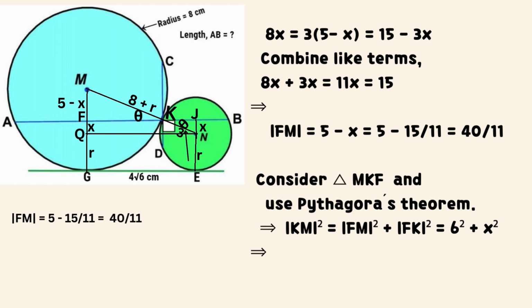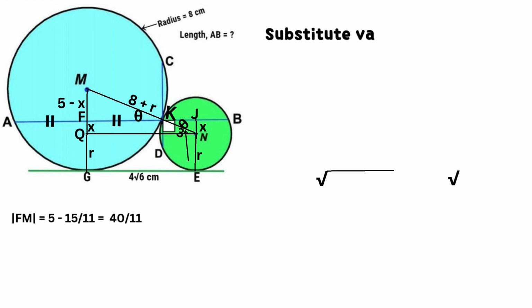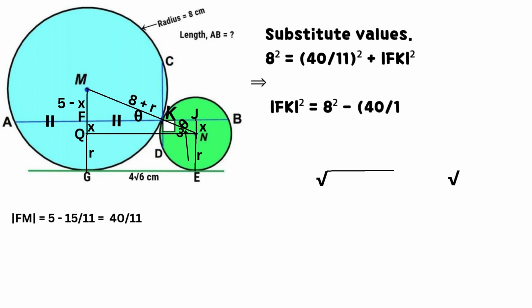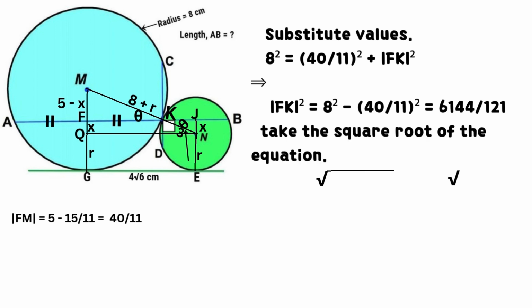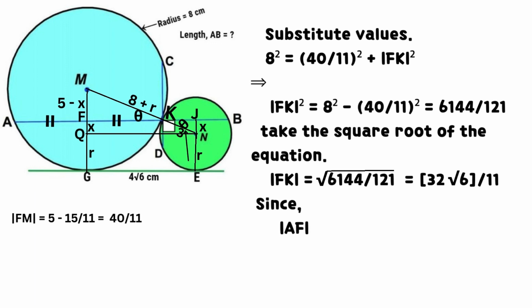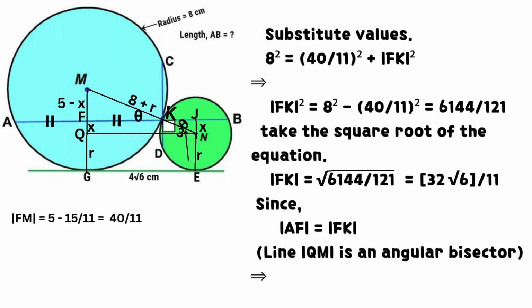Consider triangle MKF and use Pythagoras' theorem. It implies that the square of line KM equals the sum of the square of line FM and the square of line FK. Substitute values. The square of 8 equals the sum of the square of 40 divided by 11 and the square of line FK. It implies that the square of line FK equals 6144 divided by 121.